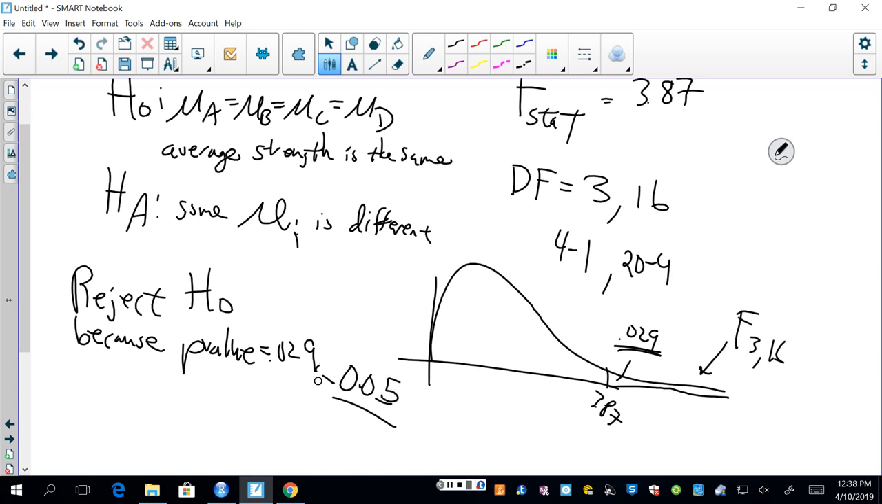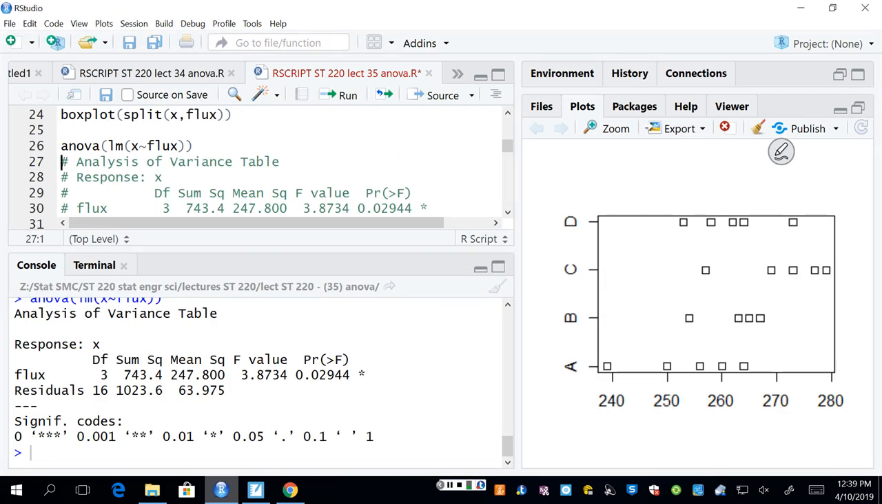So the 0.029 came from, again? That came from this tail area up here. Right? And from this output, it's this value in here, 0.029. That's the p-value. That's the p-value, right.